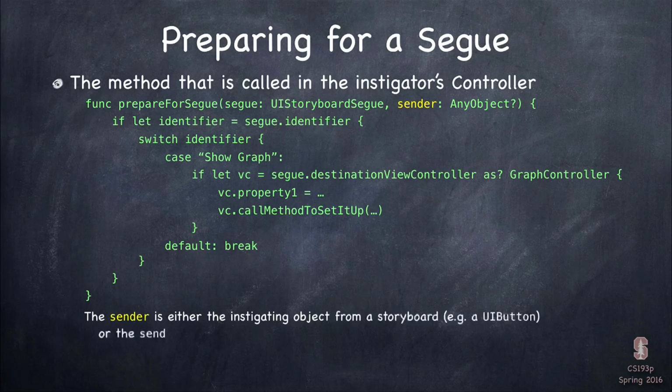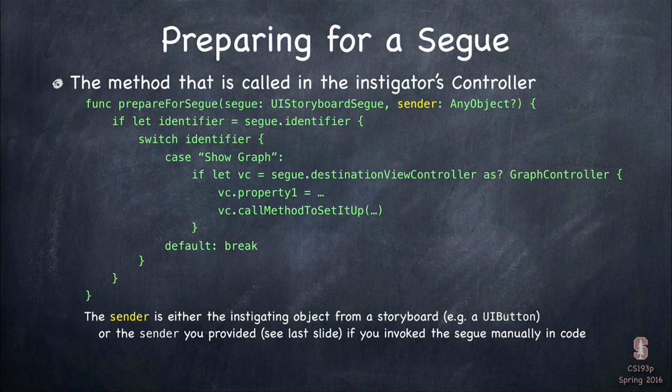Okay, this other argument here, sender, it's the same sender as was in perform segue with identifier. This is just who caused this segue to happen. Usually it's a button, okay, but it could be any object if it started in code with perform segue with identifier, okay? So we'll see this in the demo, sometimes why you would want to know who this is, okay?